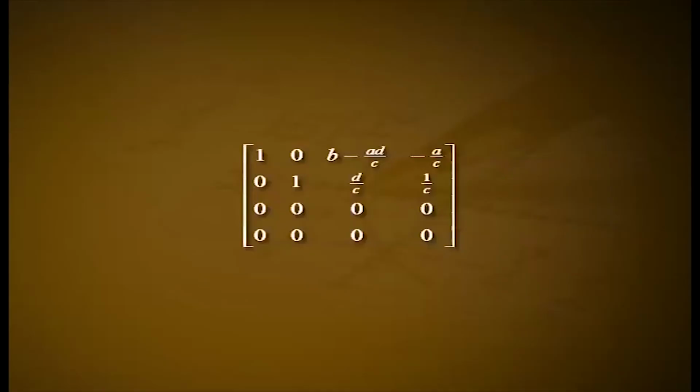Three cases arise. Case 1. If C is not equal to 0, then elementary transformation can be further made on the above matrix to obtain the following matrix: [1 0 B - AD/C, -D/C; 0 1 D/C, 1/C; 0 0 0 0; 0 0 0 0]. And since this echelon form has two non-zero rows, the rank of the given matrix is 2.